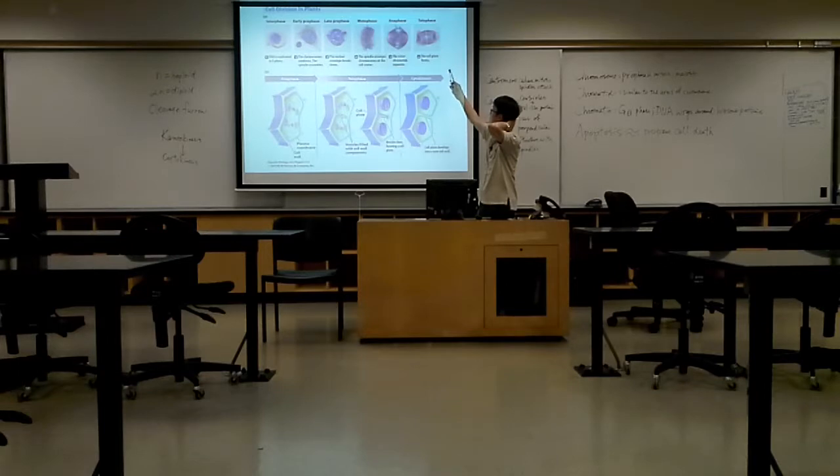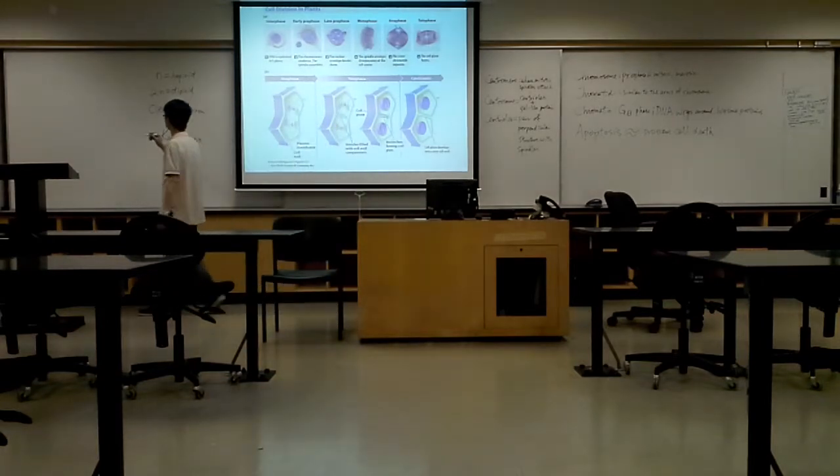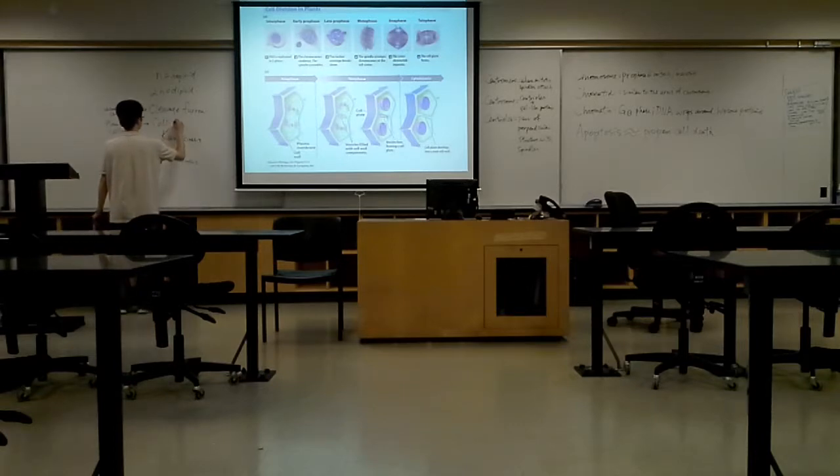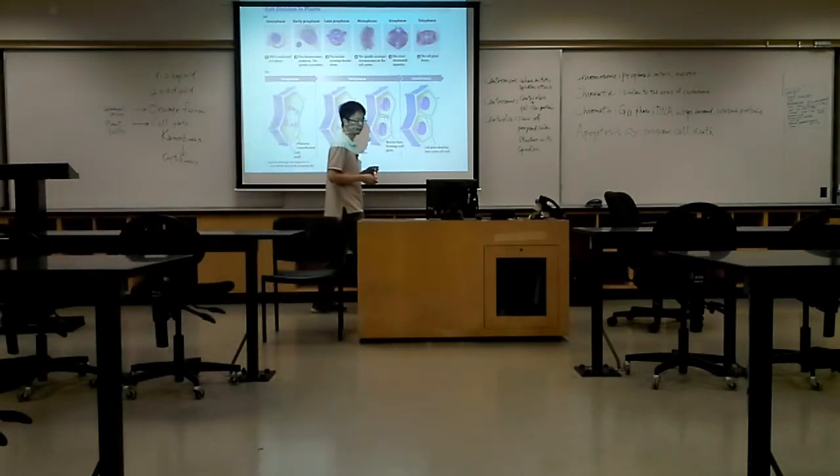Telophase is like two cells connected to each other, or one cell with two nuclei. Do you see this white line in the middle? The white line in the middle is called the cell plate. So the cell plate is the precursor of the cell wall.